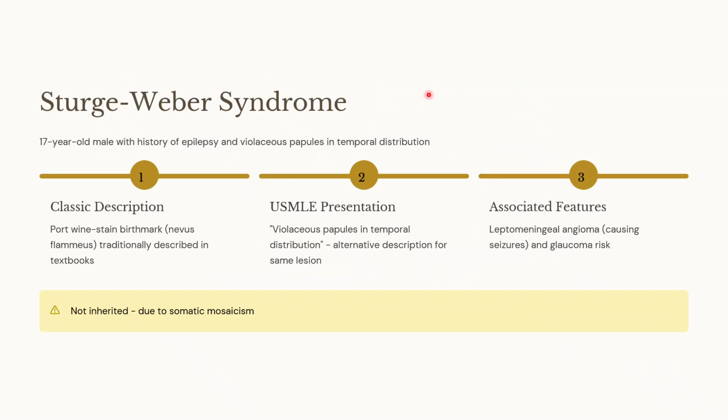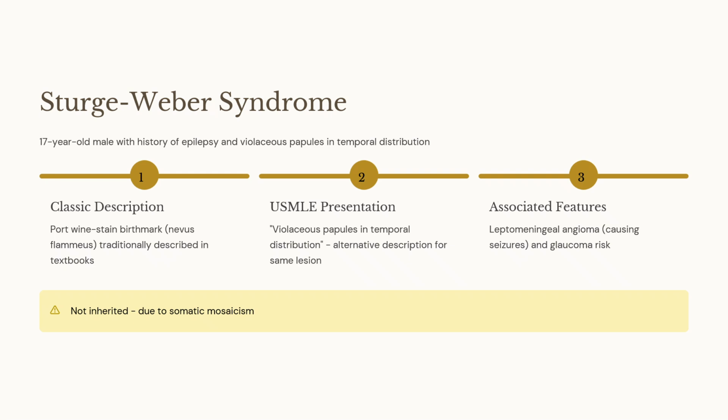What about Sturge-Weber? I will show you a picture of Sturge-Weber in a short while. Here they will have a port wine stain birthmark. That is how we usually read in the book. It is a nevus flammeus. But in MLE exams they will give you violaceous papules in a temporal distribution. It is exactly the same way of elaborating port wine stain birthmark.